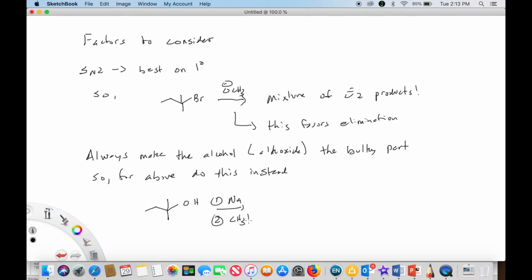So here I'm converting the tertiary alcohol into the alkoxide and then treating it with iodomethane. That gives me the ether that I want and no elimination. So make sure you look and analyze it so that you don't get elimination instead of the desired ether product that you're looking for.